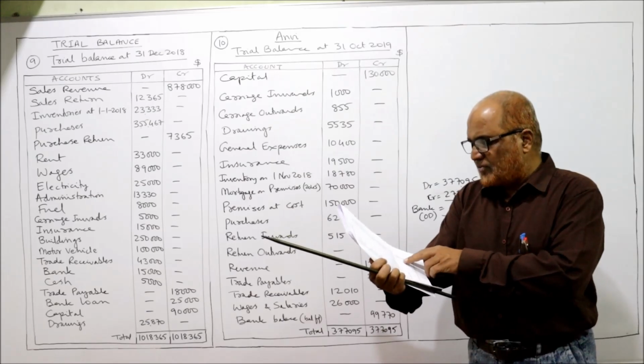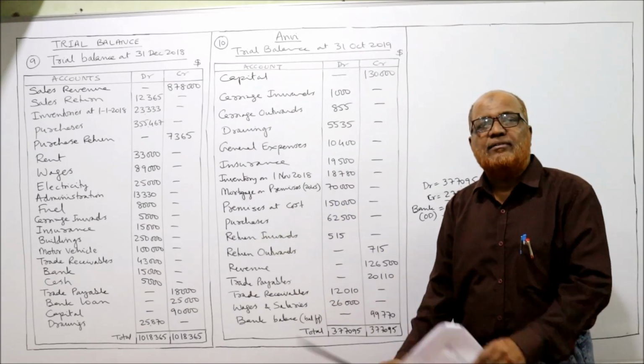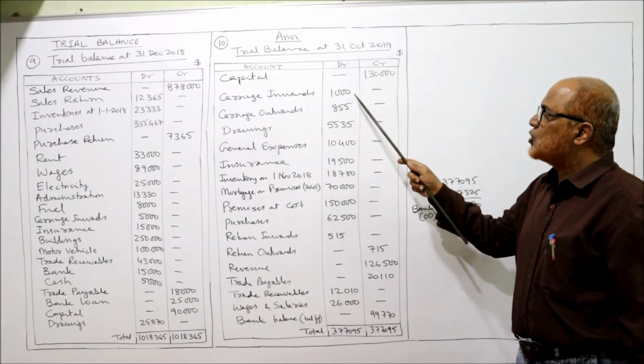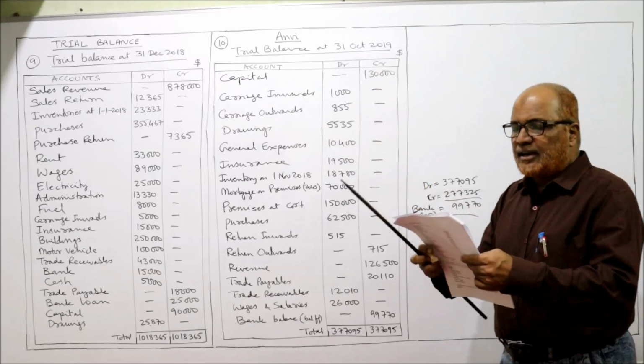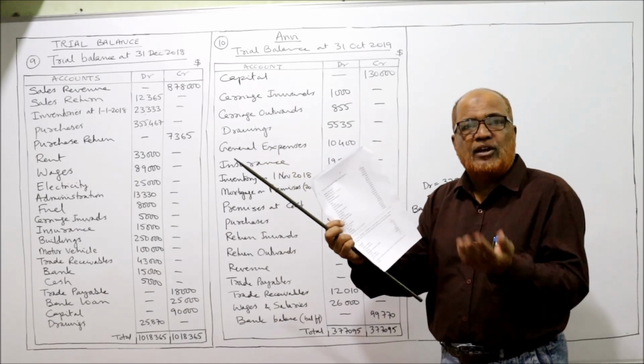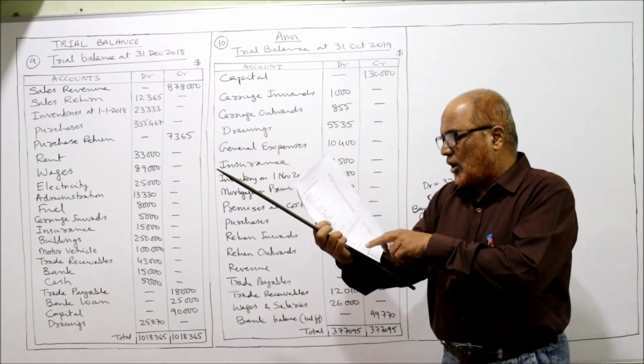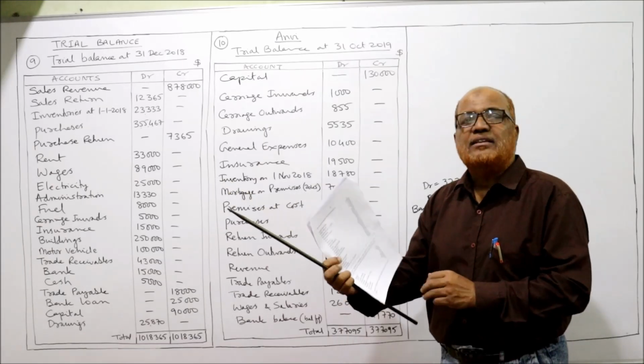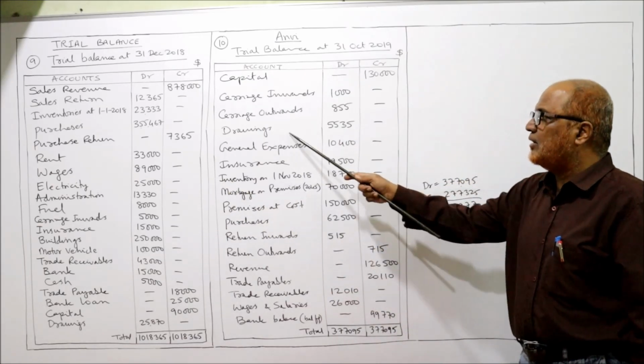So how much is the carriage inward? 1,000, carriage outward 855. So 1,000 and 855 should be taken in the debit column. Similarly, next one is drawings. Anvi doesn't know where drawings should be taken, and we know that drawings should be taken in the debit column. So how much is the drawings? 5,535. So 5,535 debit side.